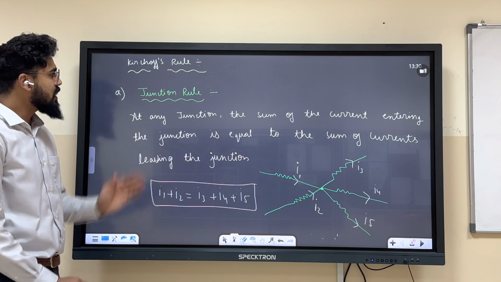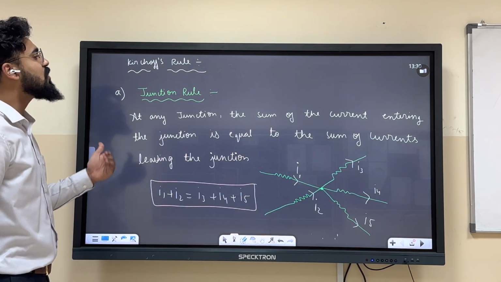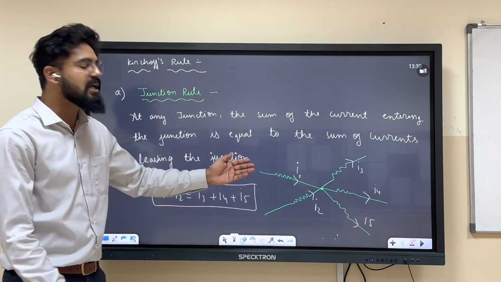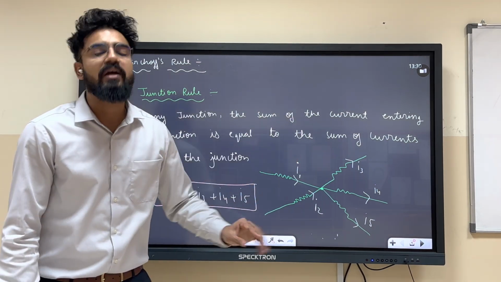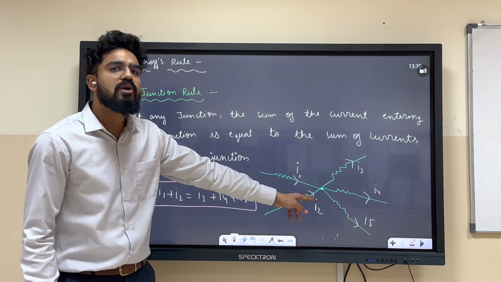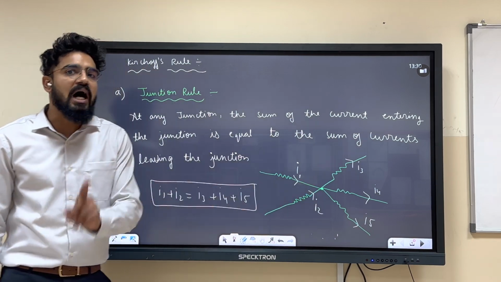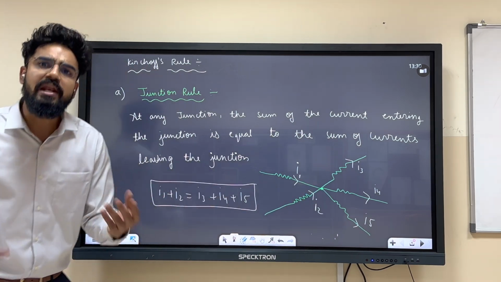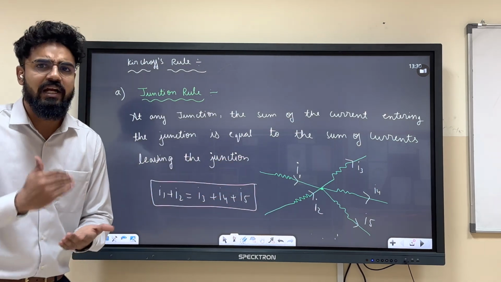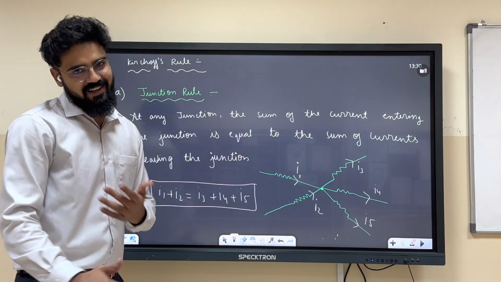Simple. Now at any junction, the sum of current entering the junction is equal to the sum of current leaving the junction. Whatever current is coming, the same current will move away. In simple words, none of the current or charge can stay over here. Accumulation of charge is not allowed when the current is flowing at a steady, constant rate. Are you getting it?